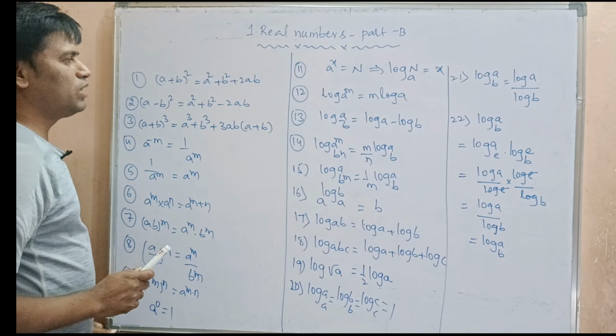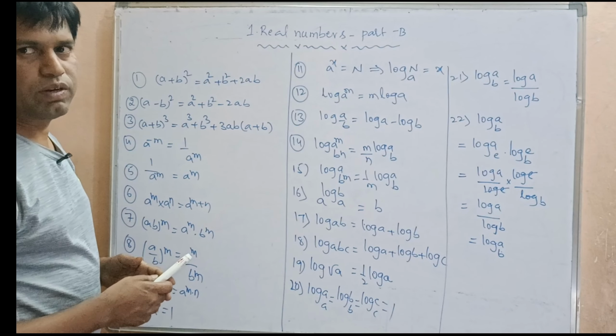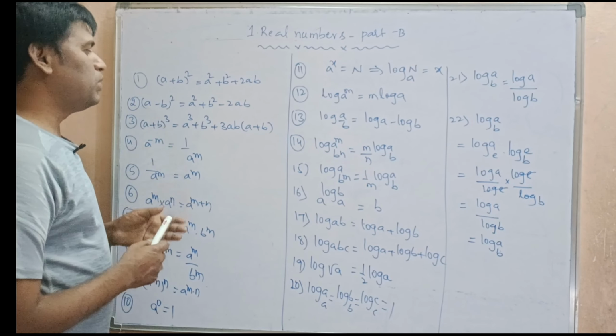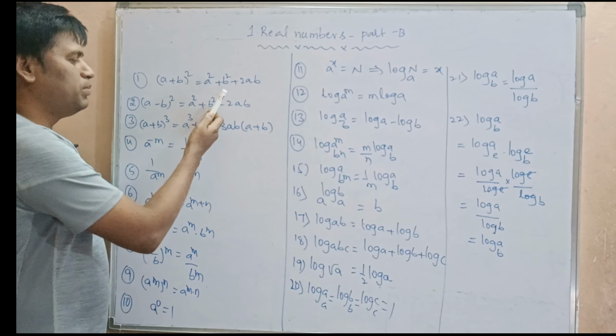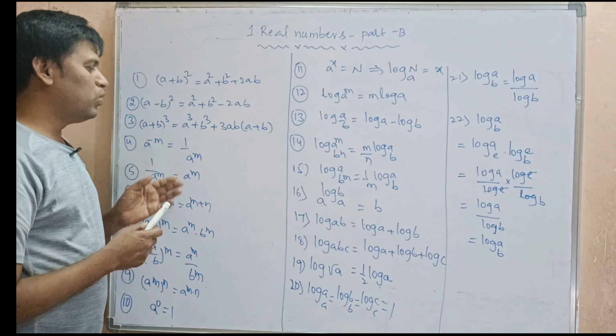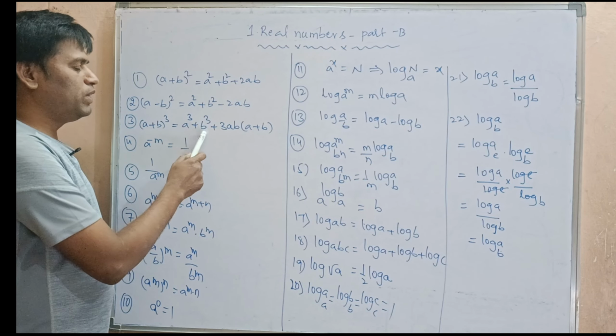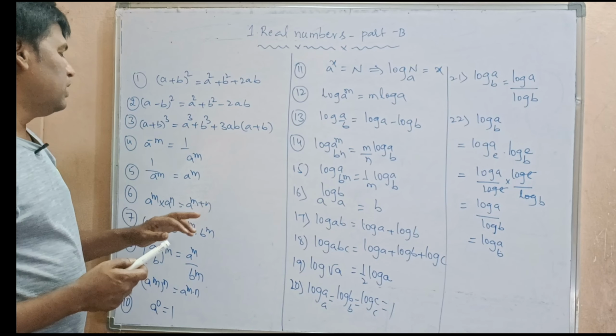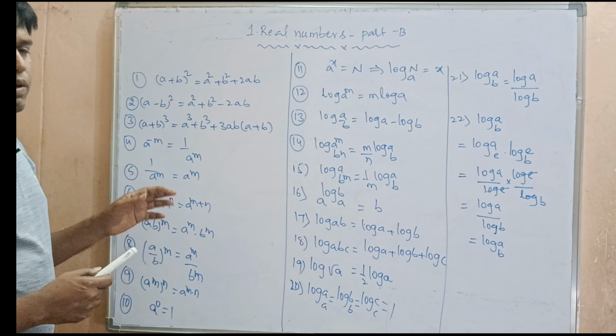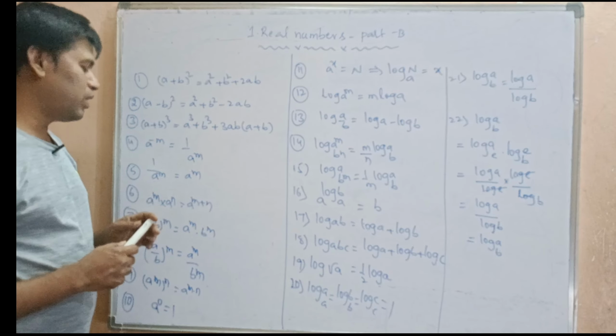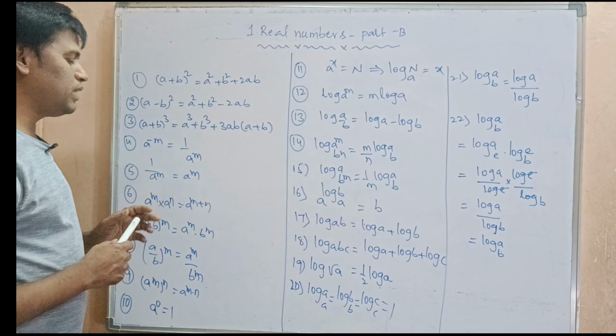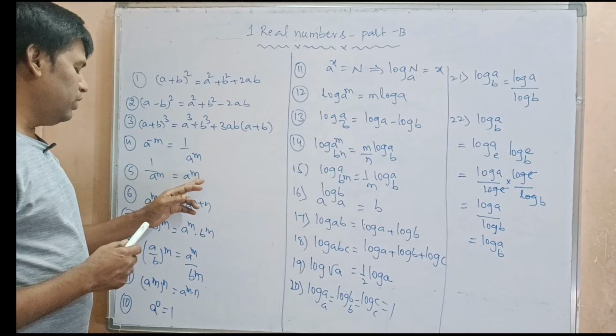(a plus b) whole square is equal to, as you already know, a square plus b square plus 2ab. (a minus b) whole square is equal to a square plus b square minus 2ab. (a plus b) whole cube is equal to a cube plus b cube plus 3ab into (a plus b). Next, a power of minus m is equal to 1 by a power of m. 1 by a power of minus m is equal to a power of m.